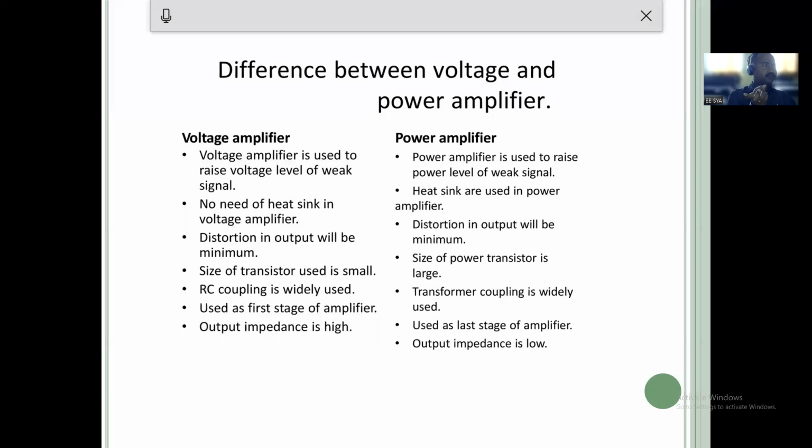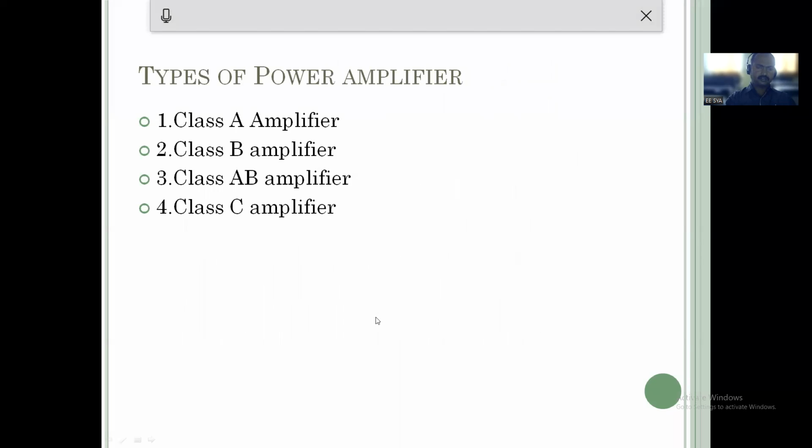For the purpose of your output it should have less impedance. Why is it so? Because any of the devices should be connected to your amplifier, right? In case of your voltage amplifier, it is a pre-amplifier, nothing but the first stage. That's why it has a requirement of high impedance, right? In case of your power amplifier, it is connected at the last stage, that's why it has a low output impedance, right? This is the reason.